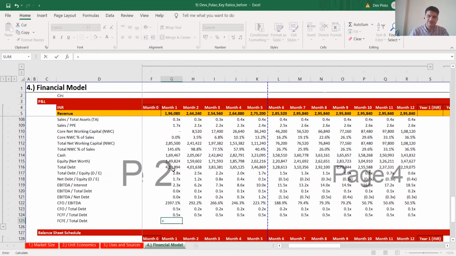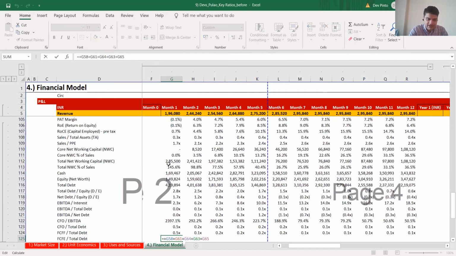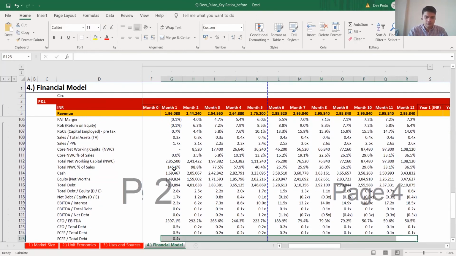Next, let's compute FCFE. So FCFE will be CFO plus CFI. So we've added back interest here. We're going to subtract interest back here. Plus change in debt, right? And change in revolver as well. All the cash that you have in the business before you pay down equity holders in dividends or you raise for the equity capital. This number we're going to divide by total debt, right? Total debt, which is over here.